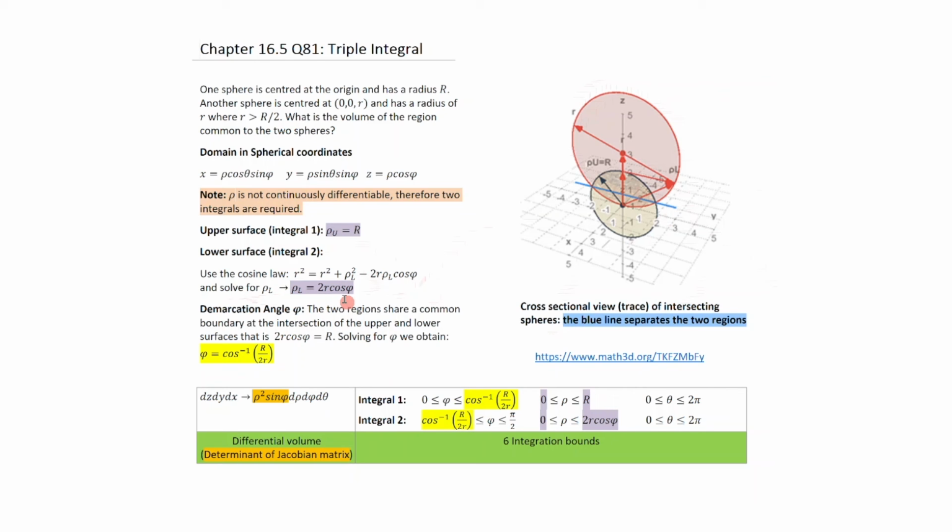So the next thing to look at is what is the angle at which we could move from one region into another region. Well, that's determined by equating rho upper with rho lower and solving, which is what we're doing here, and then solving for phi, which allows us to obtain the following result: phi equals cos inverse capital R divided by 2r.